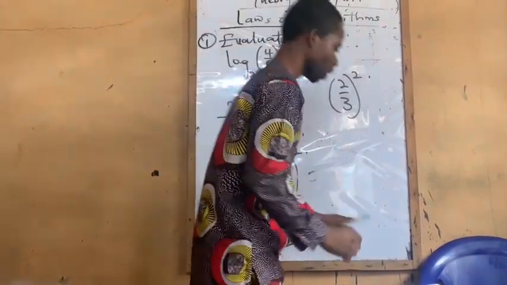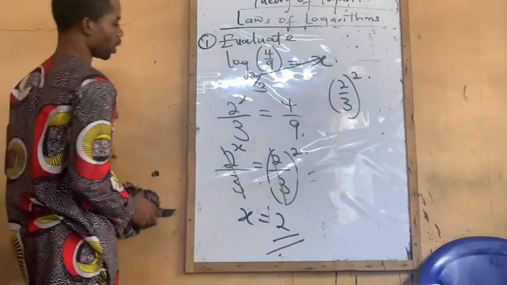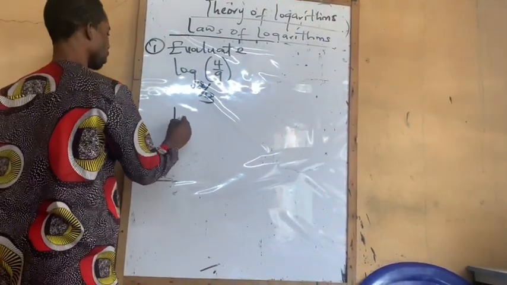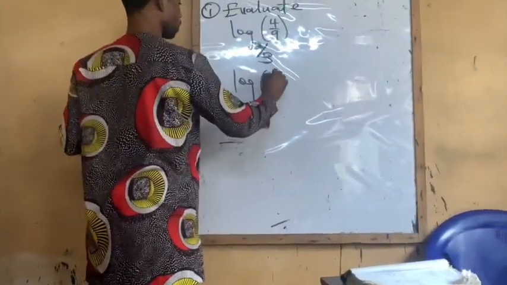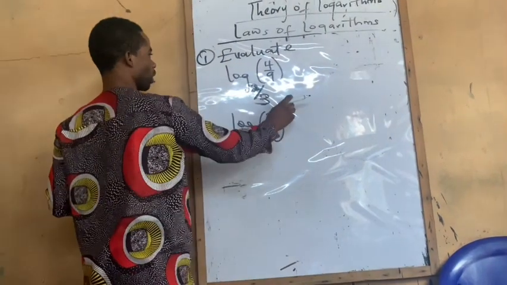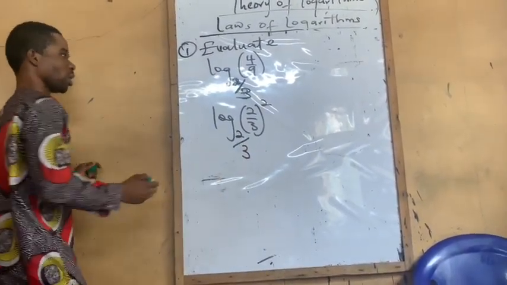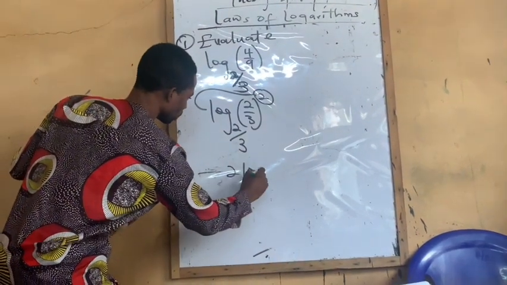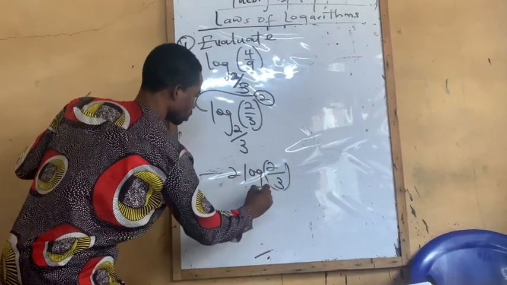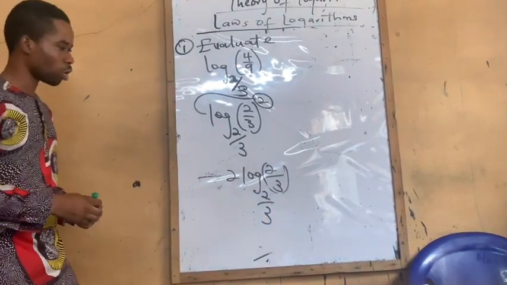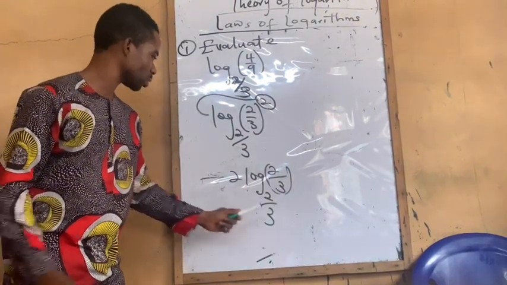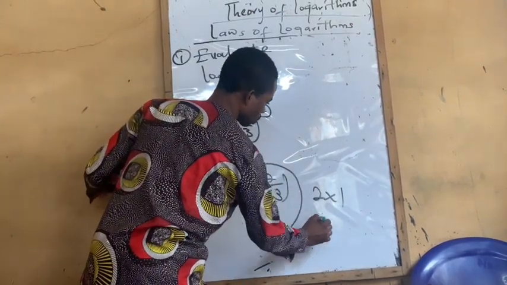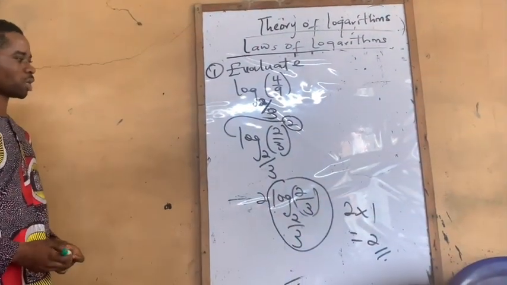And somebody asked me, how can we do it again if I don't want to do it like this? There's another way I can do it. If they give me this, I can say log of 2 raised to power 2 is 4, 3 raised to power 2 is 9, that is 2/3 raised to power 2, base 2/3. Now, according to the log law, this power can come to the front. That means 2 log 2/3 base 2/3. I told you according to the law, when the number and the base are the same, it means 1. Everything you see here turns to 1. That means 2 times 1, that is 2. That is the first example.